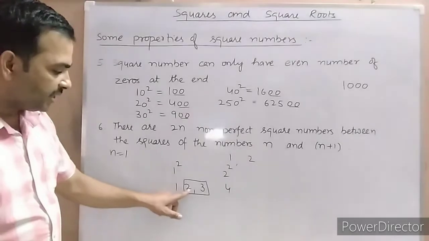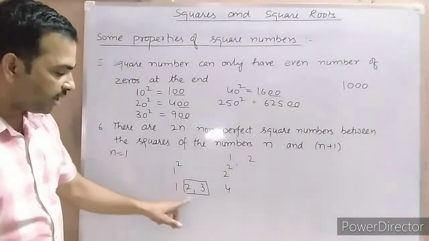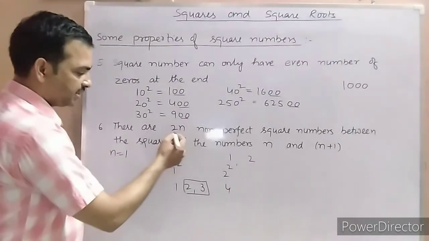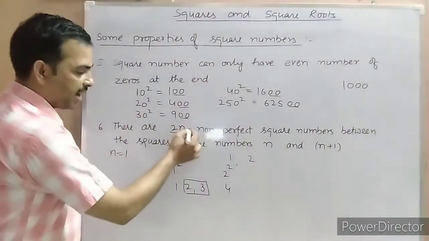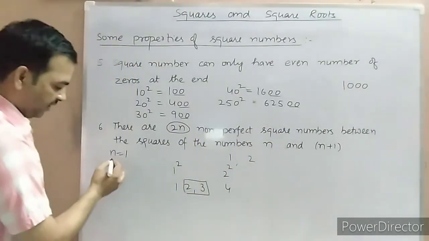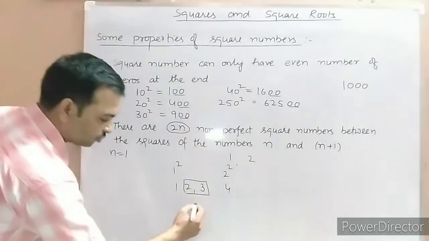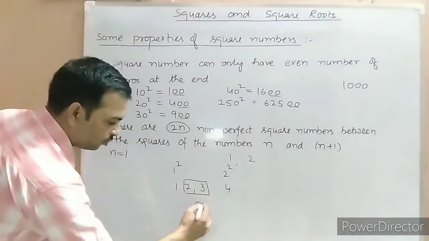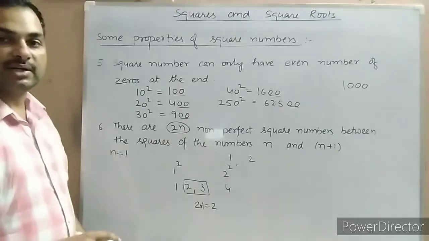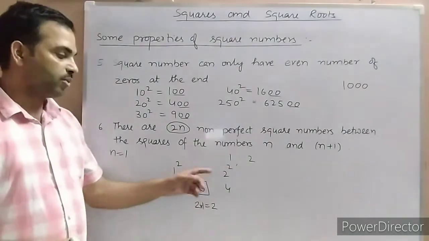What is the meaning? Here you can see that in counting there are two numbers. So there are 2n non-perfect square numbers. Here we take n equal to 1, so 2 into 1 is equal to 2. There are two non-perfect square numbers between 1 square and 2 square.